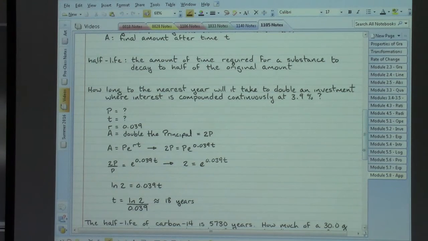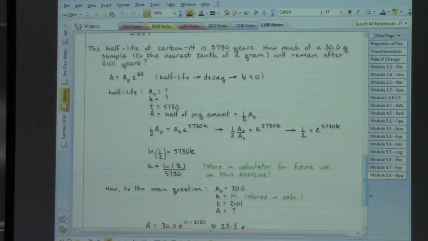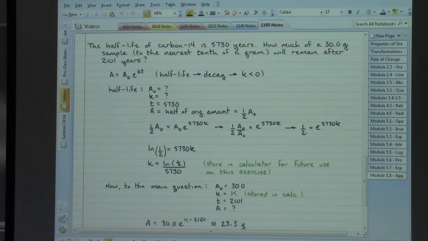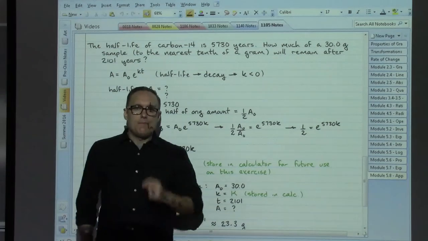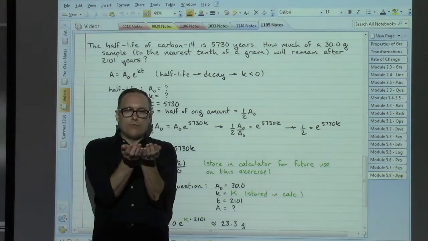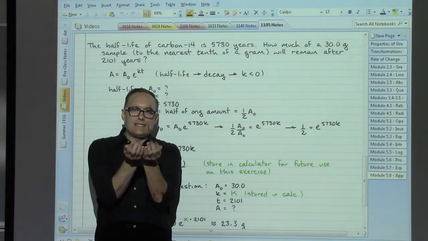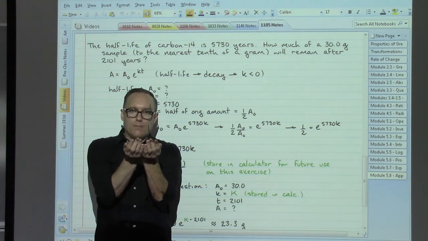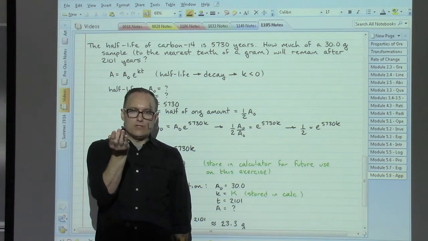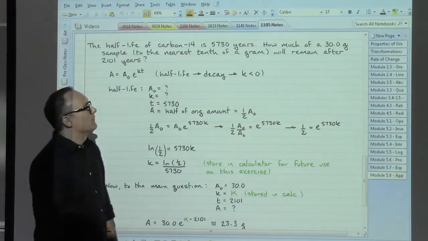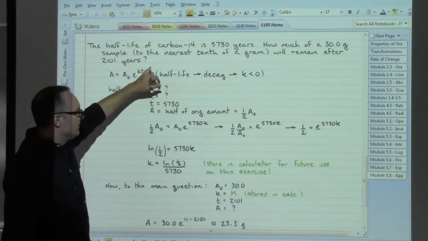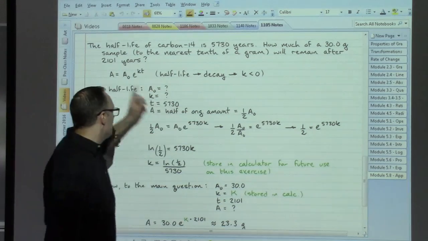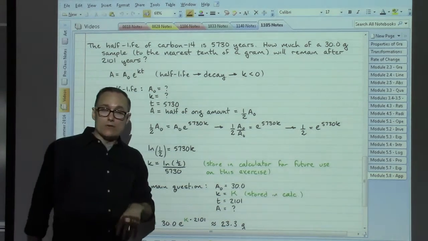Having forgotten about that one, instead I was thinking of this example. The half-life of carbon-14 is 5,730 years. Again, what does that mean? That means you start out with a lump of carbon-14. It's going to take 5,730 years for that lump to become half of its original size. How much of a 30.0 gram sample to the nearest tenth will remain after 2,101 years?